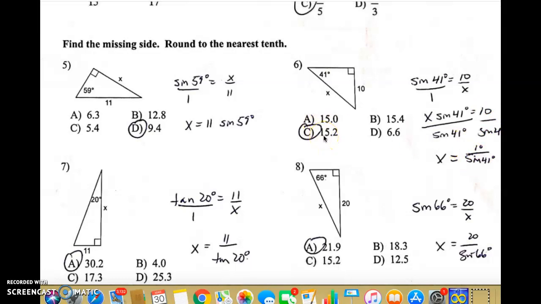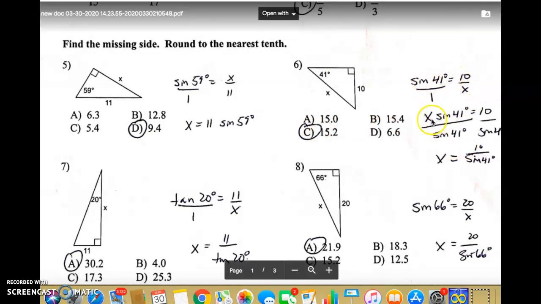One nice trick for these. Since you have x sine 41, you can switch x and sine 41. If I switch these on the diagonal, you get 10 over sine 41. So that's what I do mentally if you have x on the bottom. Just switch those and get 10 over that value. Or cross multiply, either way is good.